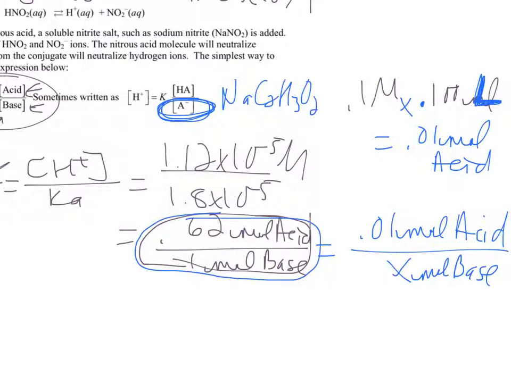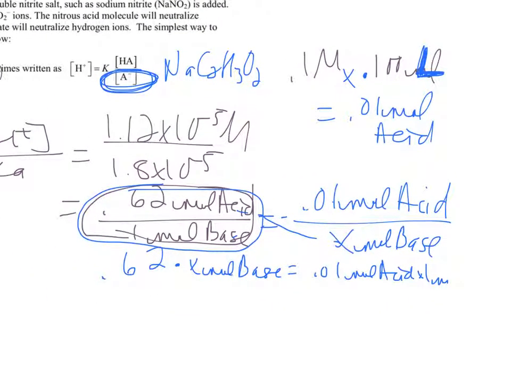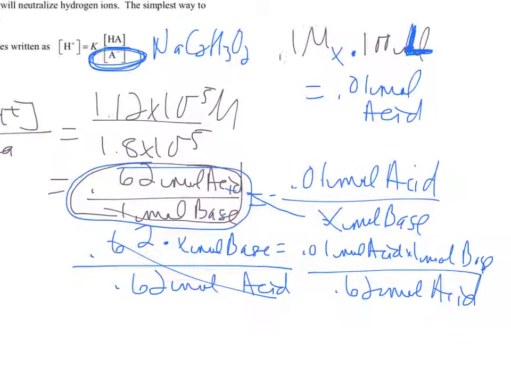And at this point, it is just a little crisscross method here. And I worked out that math. We had 0.62 times X moles of base equals 0.01 moles of acid times 1 mole of base. Just yay, easy algebra. I want to know what X moles of base are, so I'm going to divide both sides by the 0.62 moles of acid.